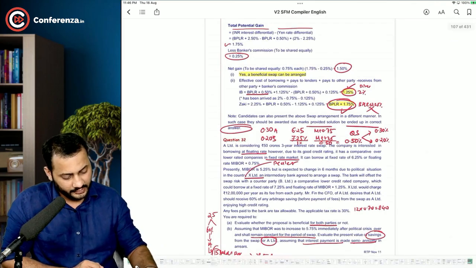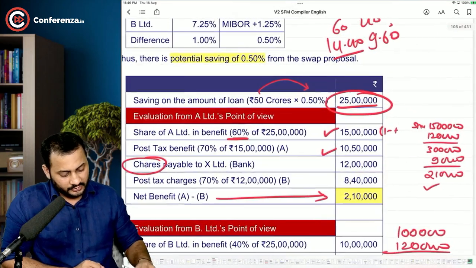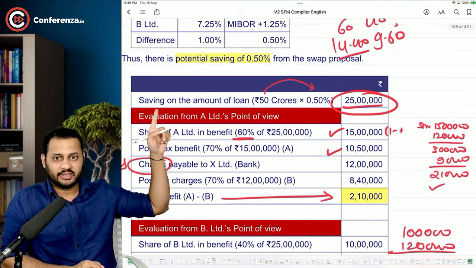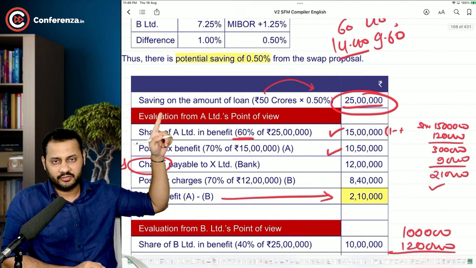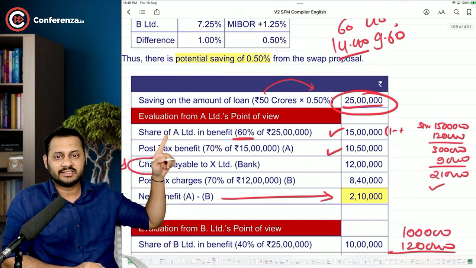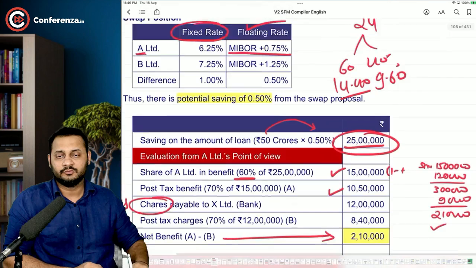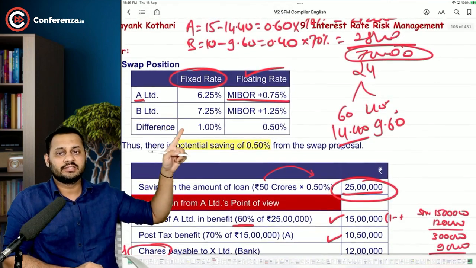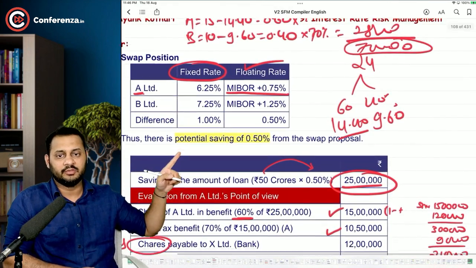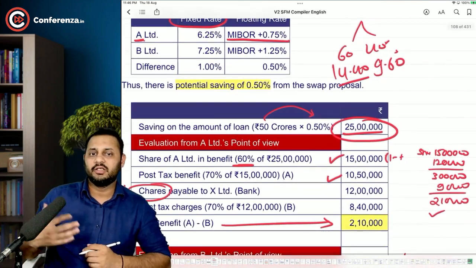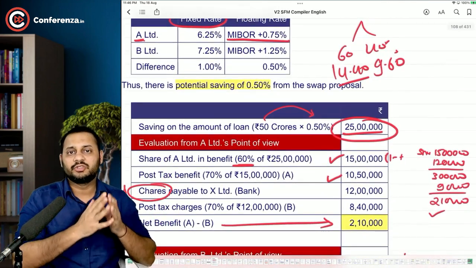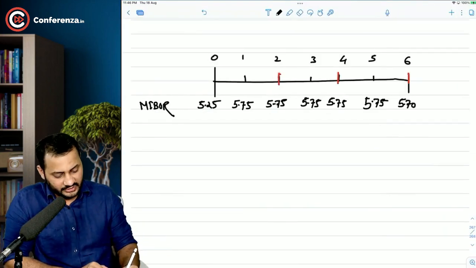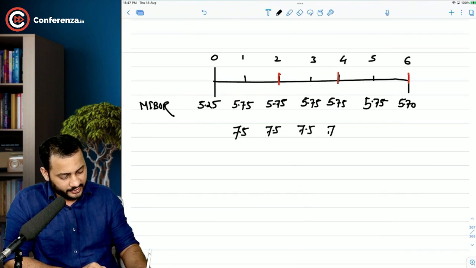See, in the previous part itself, the total saving was 0.5%, saving on the amount of loan. 50 crore into 0.50%, that's 25 lakh. Out of that 25 lakh, 60% was the share of A Limited, which is 15 lakhs, but that is per annum. All these rates are per annum, the difference is per annum, the potential saving is also per annum. But if we are making a payment semi-annually, so 15 lakh divided by 2 comes to 7,50,000. That's going to be the savings every 6 months in interest.